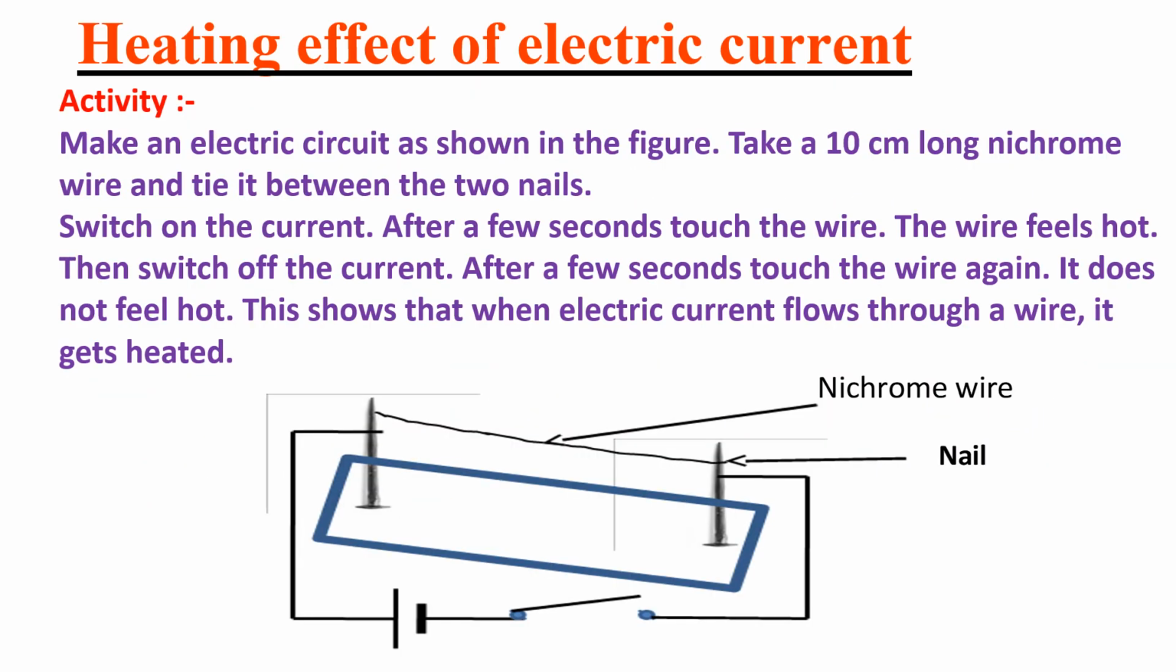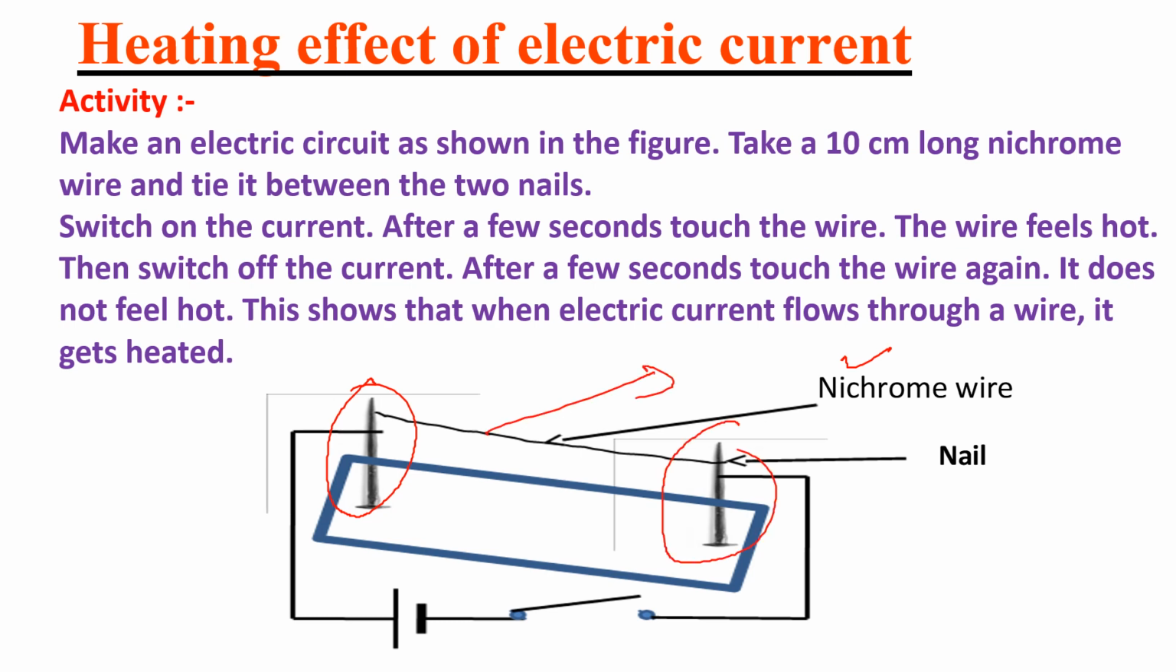Next one. Heating effect of electric current. Through an activity we try to understand. Make an electric circuit as shown in the figure. Take a 10 centimeter long nichrome wire and tie it between the two nails. Here are the two nails, and this is the nichrome wire.